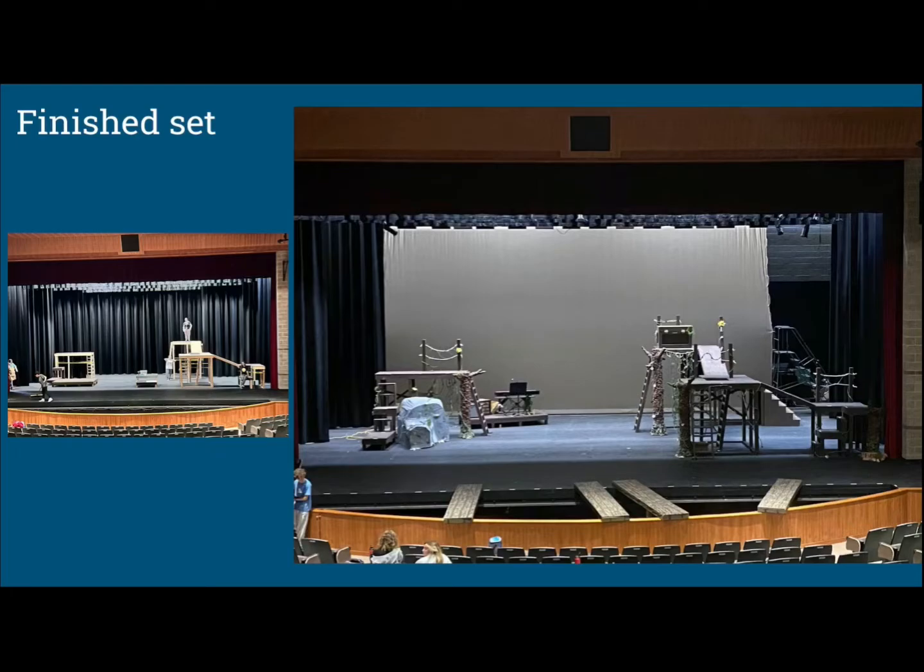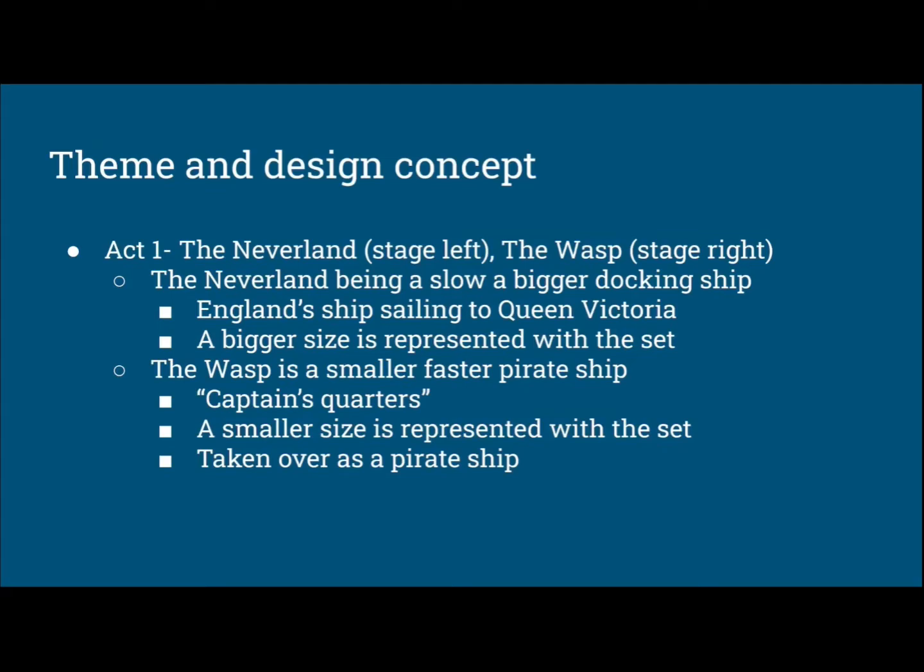So the left image is before paint, and it just looks like a normal wooden set, and on the right side is the Act 2 set, and it really shows how much detail is put into it. For Act 1, stage left or house right is the Neverland. The Wasp is stage right, house left.